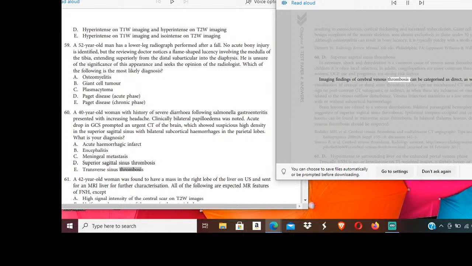Imaging findings of cerebral venous thrombosis can be categorized as direct, as when there is visualization of cortical or dural sinus thrombus, delta sign on unenhanced CT, and empty delta sign on post-contrast CT venogram, or indirect, as when there are ischemic or vascular changes related to the venous outflow disturbance. Venous infarction manifests as a low attenuation lesion with or without subcortical hemorrhage. Brain lesions are related to a venous distribution. Bilateral parasagittal hemispheric lesions are suggestive of superior sagittal sinus thrombosis. Ipsilateral temporooccipital and cerebellar lobe lesions can be found in transverse sinus thrombosis. In bilateral thalamic lesions, deep cerebral venous thrombosis should be suspected.